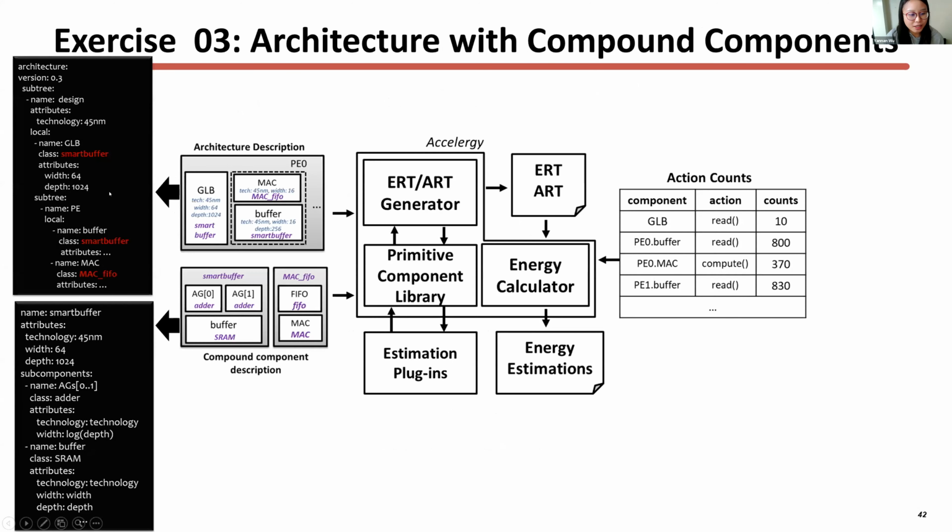So now with this, we have the architecture, and we have the smart buffer specification for the compound component. We can then generate the energy reference table and the action count for this architecture. I'm not going into details about what the run looks like. It's very similar to the previous exercises. You can look at exercise 3, which has specifications of the architecture and compound components. And if you give all of them to Accelergy, Accelergy will be able to generate the final energy estimations.